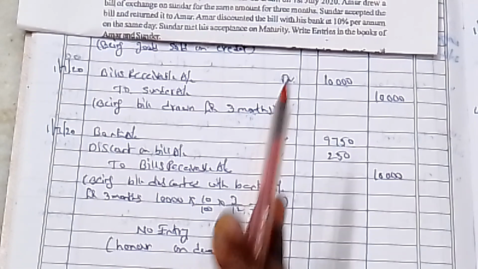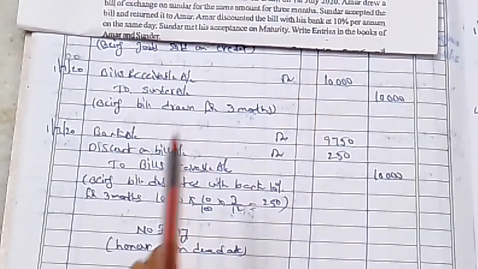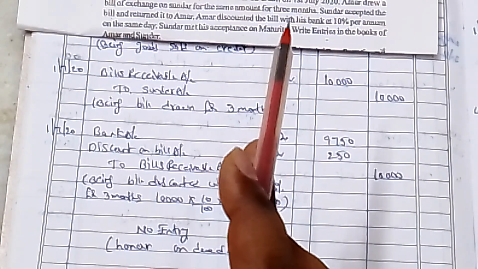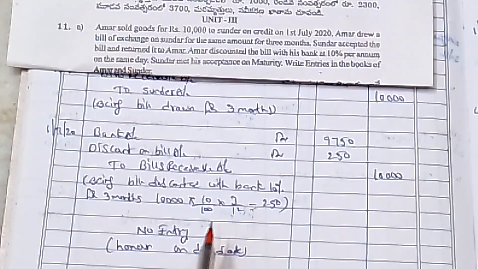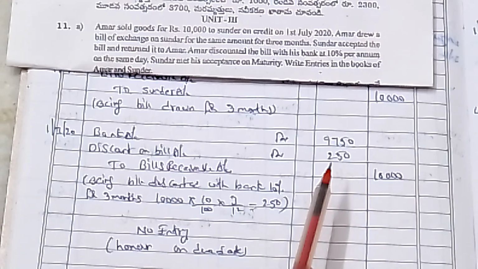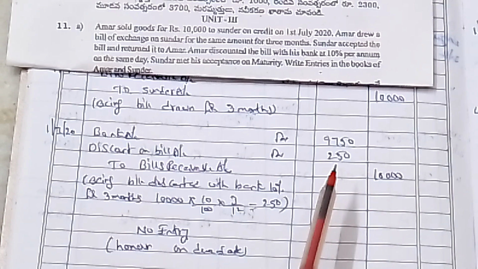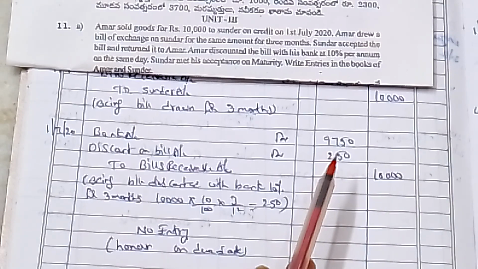10,000 into 10%. How many months? 3 months, as given in the question. So 3/12, the discount amount is 250. So 250 discount. 10,000 minus 250, 9,750 rupees is debited to bank.